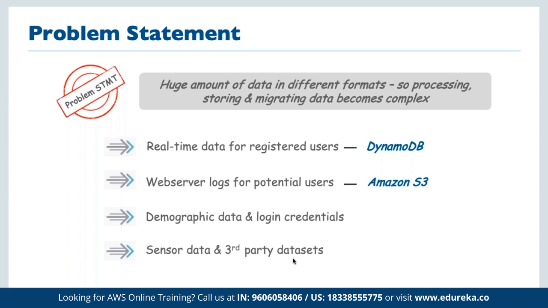Then we have web server logs for maintaining logs, and that too in a cost-efficient service. We can use something called S3, a simple storage service offered by AWS for storing static data sets. Then for demographic data and login credentials, we can use a service called Amazon RDS. RDS refers to Relational Database Service. And then we have S3 again for storing sensor data and third-party data sets, to maintain the balance between cost and pricing. So we have different solutions offered for the different problem statements, as part of the services offered by AWS.